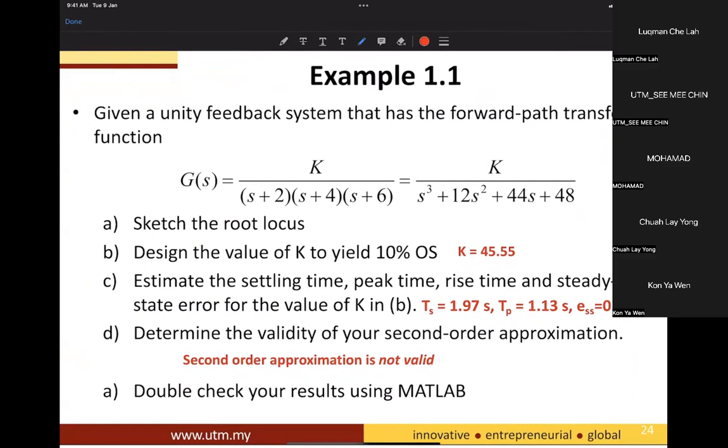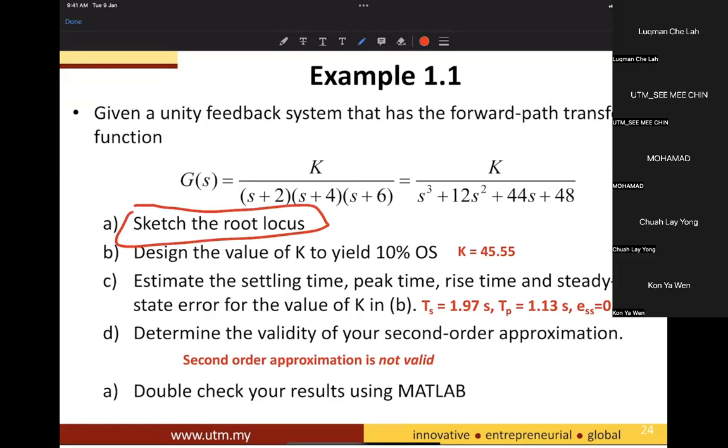Given a unity feedback system that has the forward path transfer function, A. Sketch the root locus. B. Design the value of K to yield 10% overshoot. C. Estimate the settling time, peak time, rise time, and steady state error for the value of K in B. D. Determine the validity of your second order approximation. And E. Double check your result using MATLAB. Okay, sketch the root locus. In this case, the root locus is given. Okay, so we're going to sketch it.